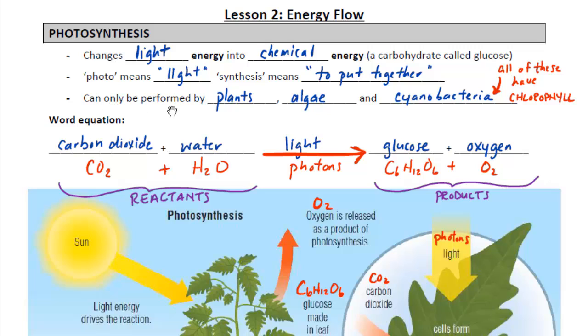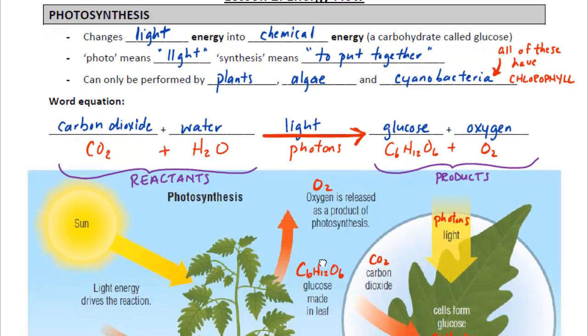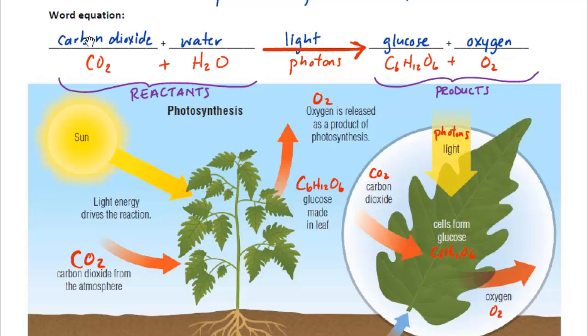Now, this can only be performed by organisms that have chlorophyll or some version of this chlorophyll pigment, and that would be plants, algae, and cyanobacteria. The word equation, which you must memorize, is carbon dioxide plus water using light to form glucose and oxygen.